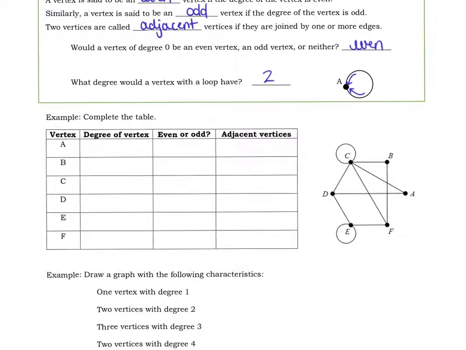So let's do a little practice with this. Looking at vertex A over here, the degree of this vertex is going to be 2 because there are 2 edges leading into that vertex. That is clearly even. And then adjacent vertices. So what vertices do the edges lead you to? They lead you to vertices C and D.